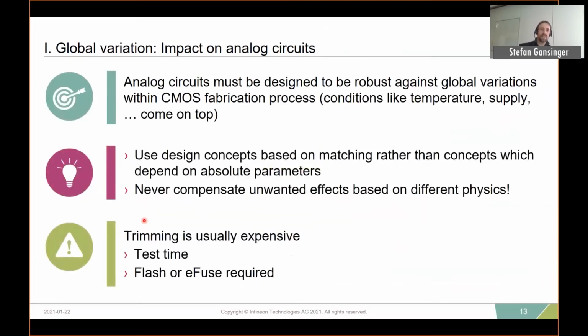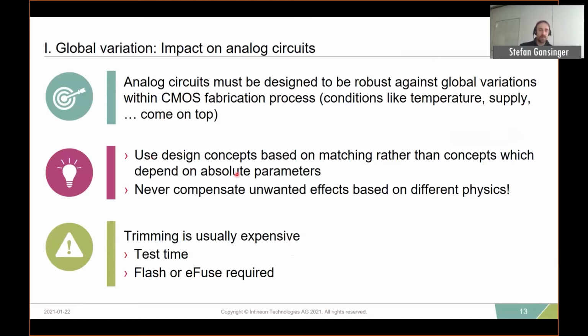So to summarize this, our analog circuits must be designed to be robust against these global variations. And be aware that on top of these variations, we have other variations like temperature variation, we have supply variation, and much more. So we really need robust design concepts here. How can we do this? So instead of using analog designs which depend on absolute parameters, like an absolute threshold voltage, for instance, we try to use design concepts which are based on matching rather than on absolute parameters.